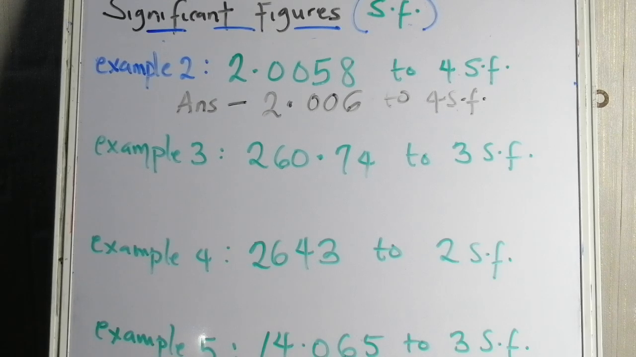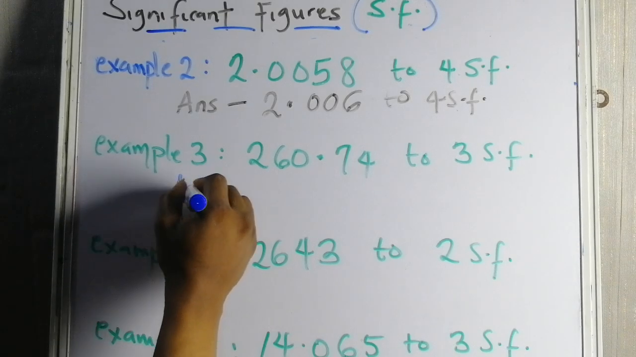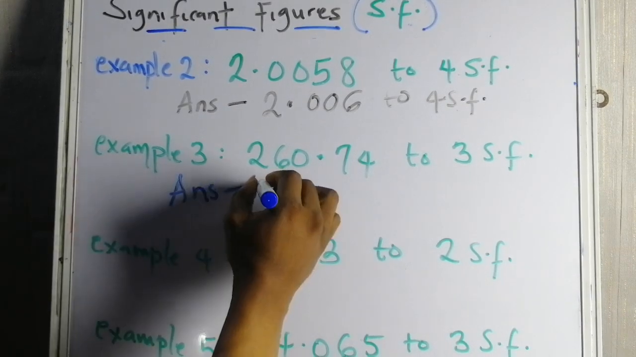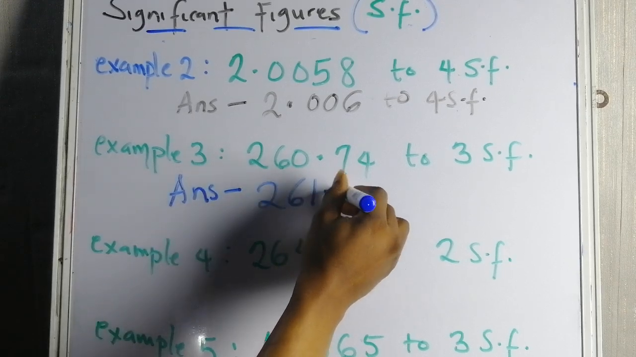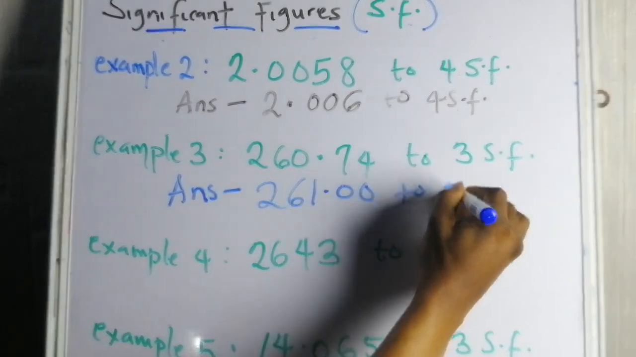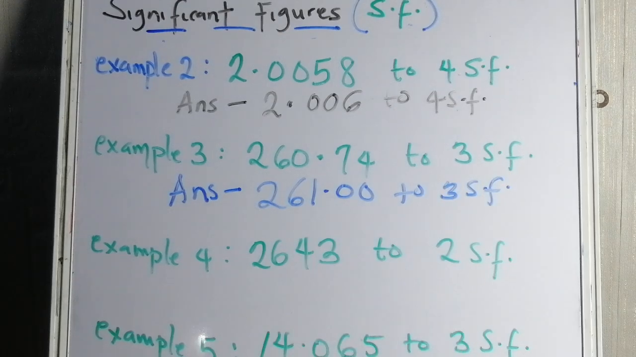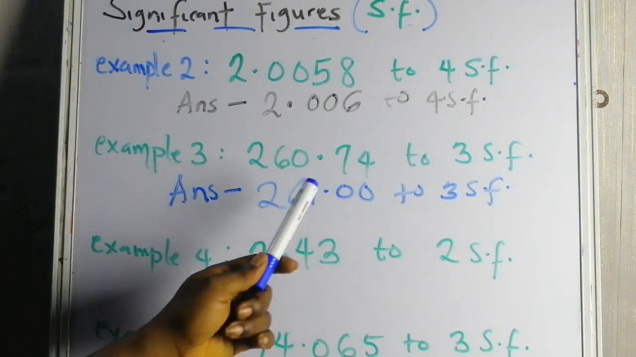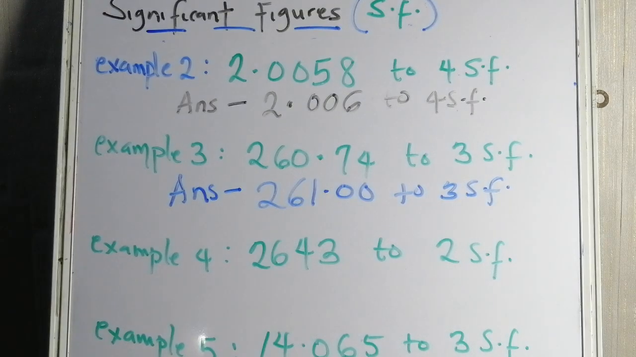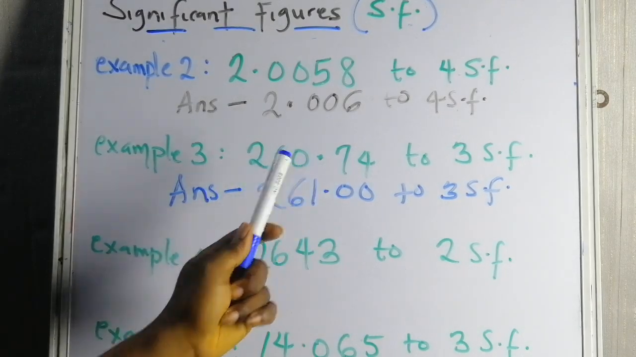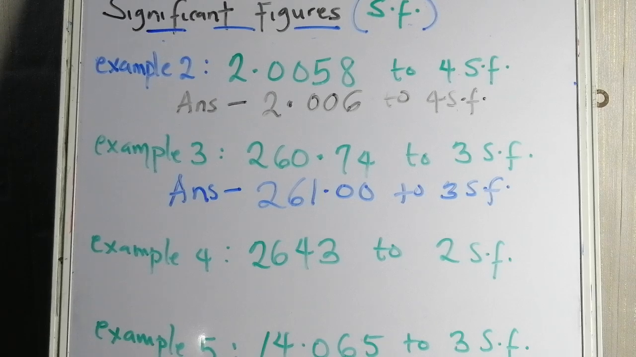So the answer here will be 261.00 to 3 significant figures. We approximate 1 from 7 because 7 is greater than or equal to 5, based on what was mentioned in part 11. So I add 1 to this 0 here, and that's 261, because it is greater than or equal to 5. So you always look at that so that you won't miss your final answer.